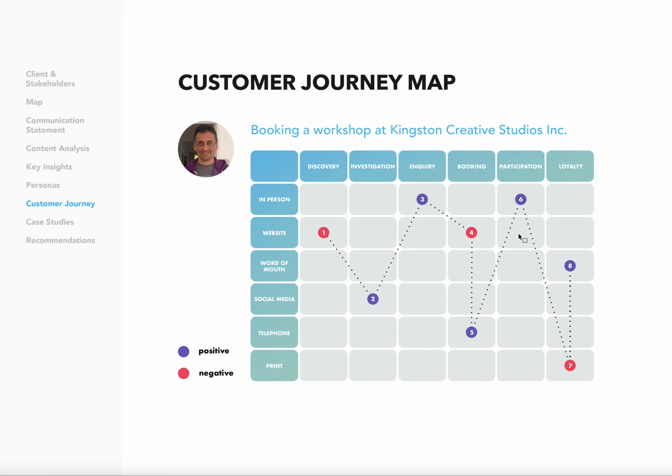And then when trying to make a booking on the website, he finds trouble again when he can't really find the space to make bookings. So he moves on to telephone to make a booking, which is a lot easier. So he then participates in person, and again, the print could be useful in promoting the Kingston Creative Studios, and then remains loyal through talking with his friends about the workshops.